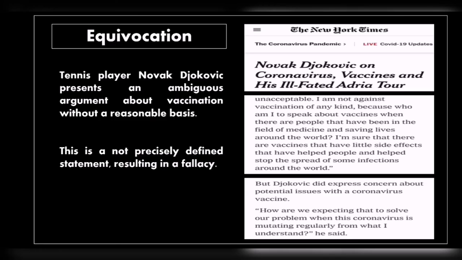But he further contradictorily said, "How are we expecting vaccination to solve our problem when this coronavirus is mutating regularly from what I understand?" So, the first Djokovic statement is that vaccination has helped people to save their lives and stop the spread of some infections all around the world. But then that statement is contradicted by himself when making that question, insinuating that vaccination cannot do that much against coronavirus mutations, which reflects an illogical reasoning about vaccination efficiency. For that reason, I consider Djokovic's statements as an example of equivocation fallacy because he presented an ambiguous argument with no real basis, so his message is not precisely defined, resulting in a fallacy.